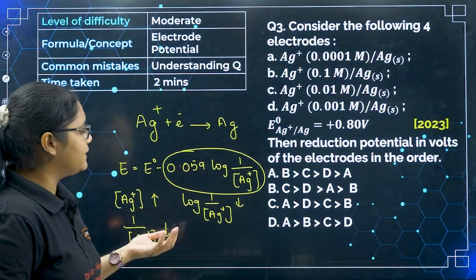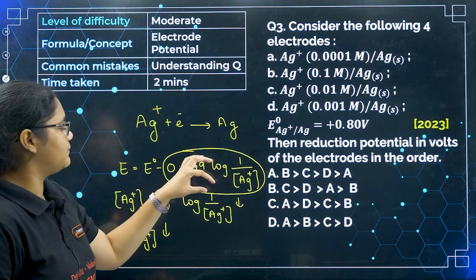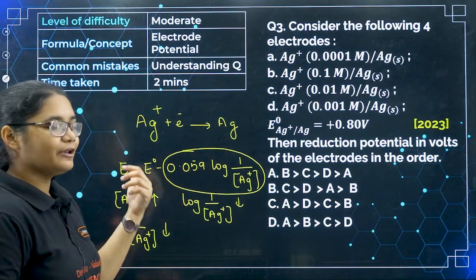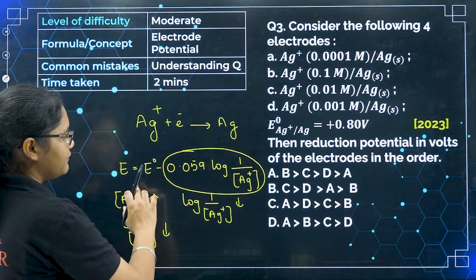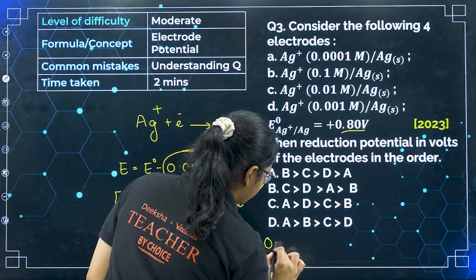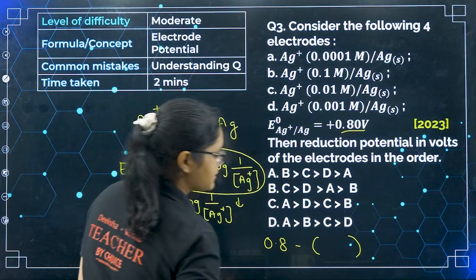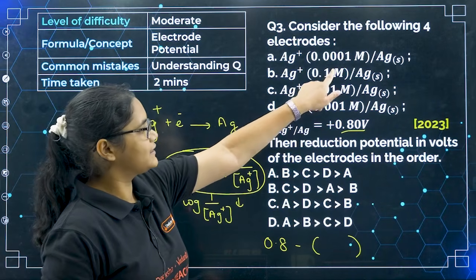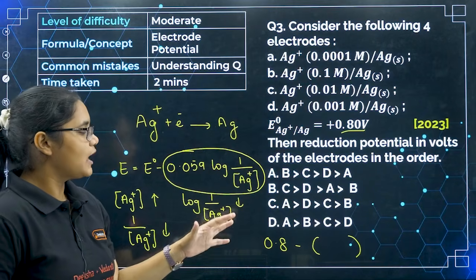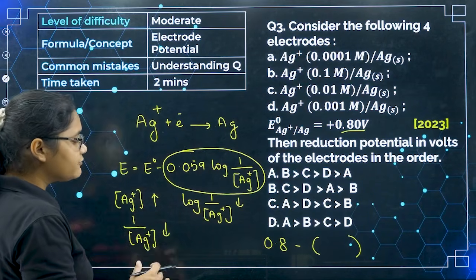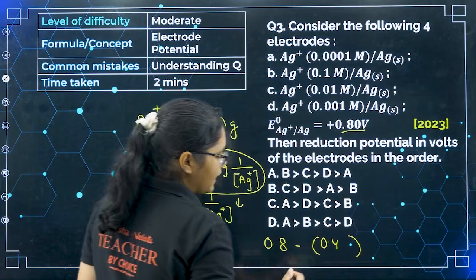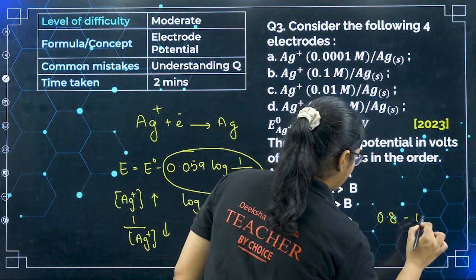Okay, so that means if you have a smaller number here, the E value will be higher. If this number is big, then the E value will be less. So for example, we have considered that E naught value is 0.8, right? E naught value is 0.8 minus, we have to do something. These concentrations that are mentioned will be affecting this term, right? So now suppose in one of the options you are getting this term as 0.4, and in another option you are getting this term as 0.2.